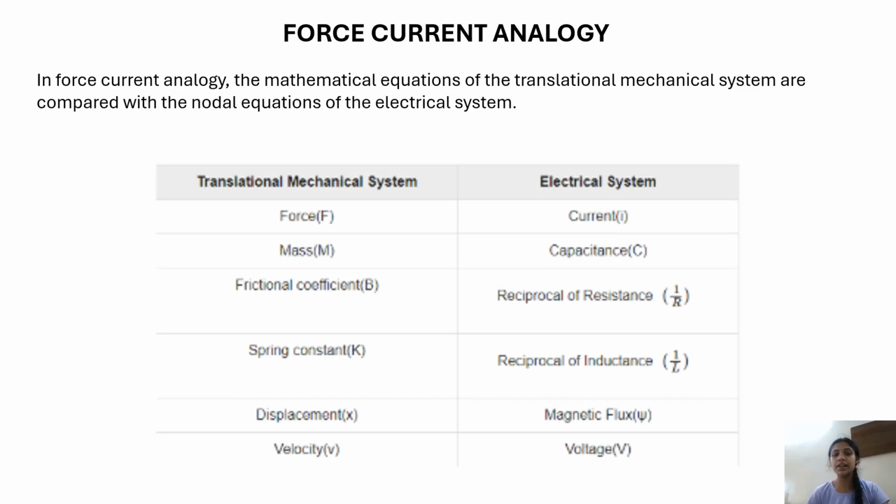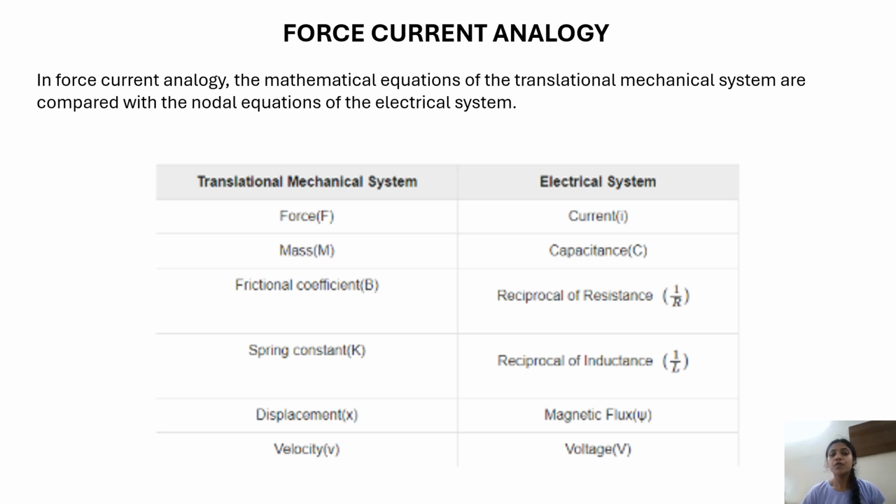Next, force current analogy. In force current analogy, the mathematical equations of the translational mechanical system are compared with the nodal equations of the electrical system. Before we were using the mesh analysis, here we are using the node analysis. In the translational mechanical system, we have the same kind of components like force, mass, frictional coefficient, spring constant, displacement and velocity. In this force current analogy, the electrical elements are replaced by the translational mechanical system.